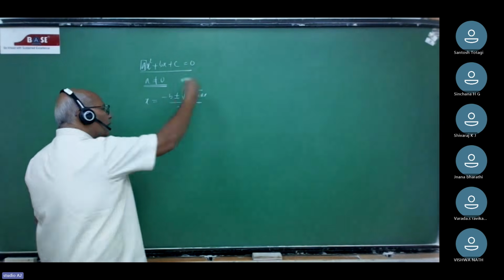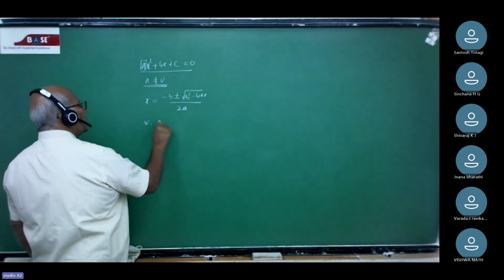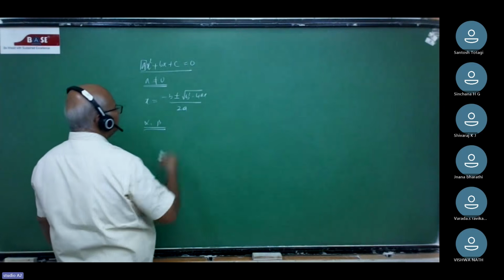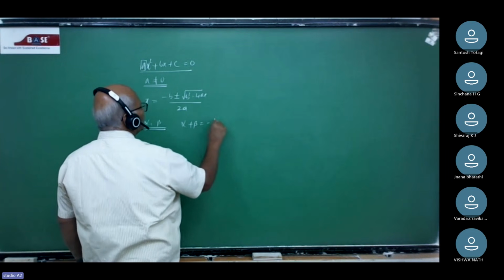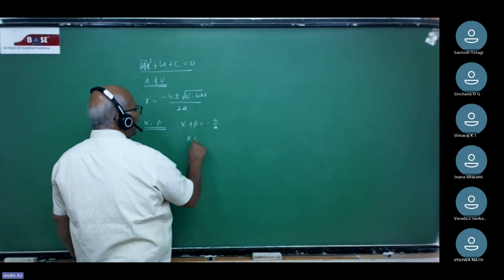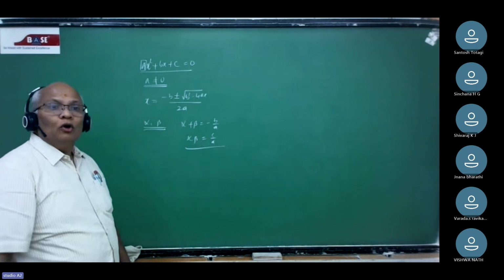I'm sure these things would have been discussed in the school also. Suppose alpha and beta are the roots of this equation, I should be in a position to say that alpha plus beta is equal to minus b divided by a, alpha beta is equal to c by a. These are all things that you know.